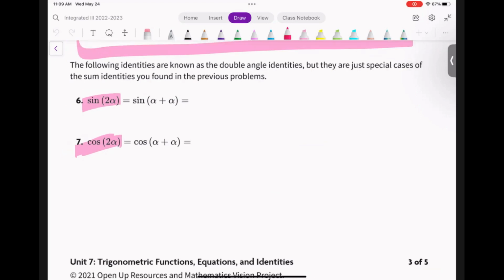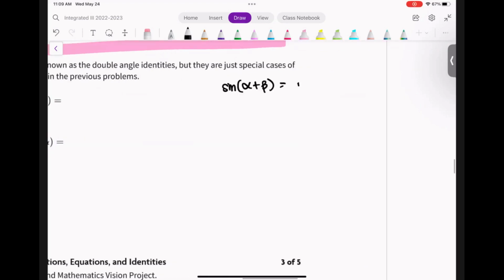is the alpha plus beta. So I'll write that over here. It's sine of alpha plus beta is equal to sine, cosine, cosine, sine. That's not how you spell sine. So sine, cosine, cosine, sine. And sine matches. So if this is a plus right here, then this is a plus right here. So they match.